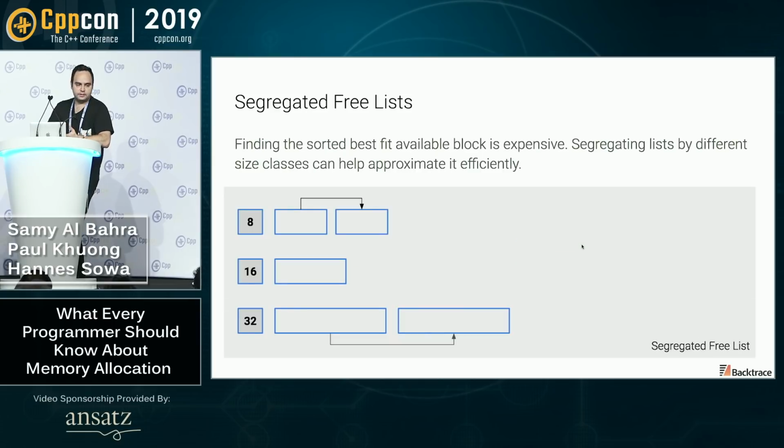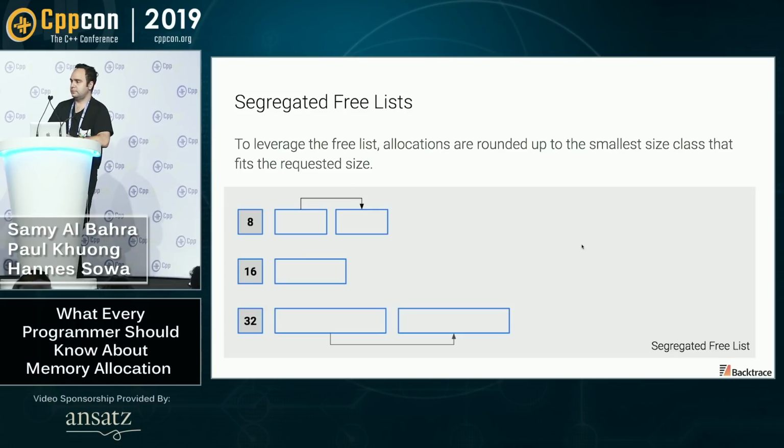So what a lot of allocators do is they will use what's called a segregated free list. Pretty much every modern allocator today that is thread friendly will have some notion of a segregated free list, at least at the thread cache level. And basically, this is a great approximation for sorted best fit. Allocation will typically get rounded to the smallest size class that fits the requested size, and then that relevant list is scanned.